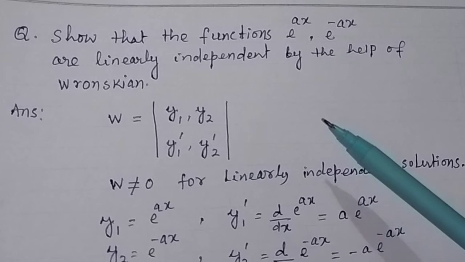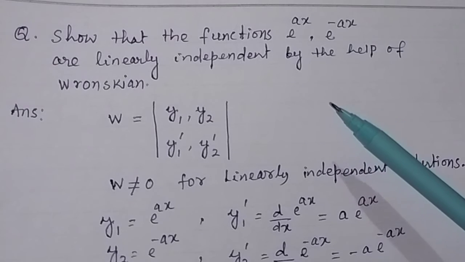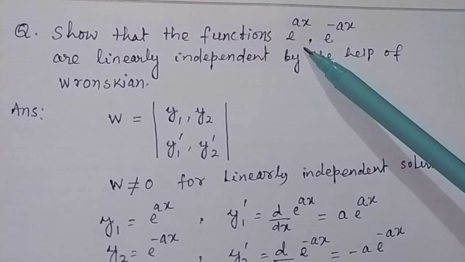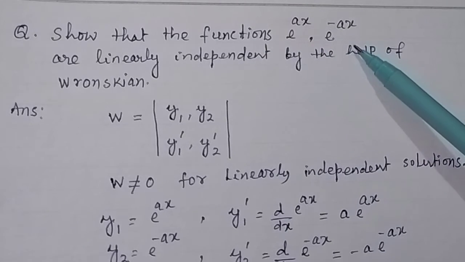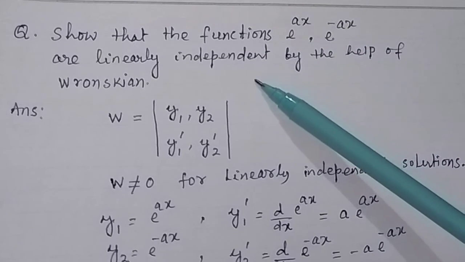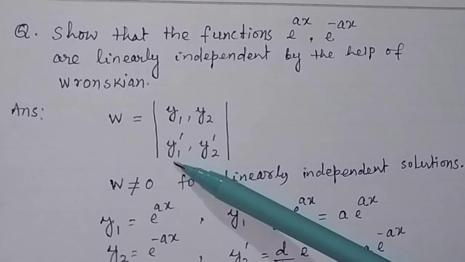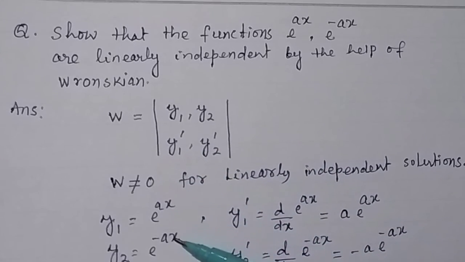So in this problem it is given to show that the functions or solutions of the differential equation, e to the power ax and e to the power minus ax, are linearly independent. So we will see that the Wronskian is not equal to 0.